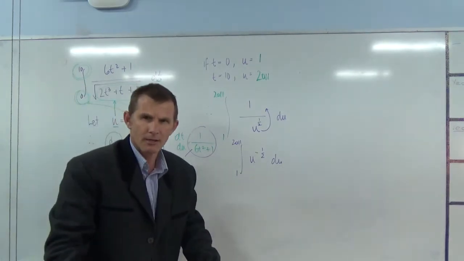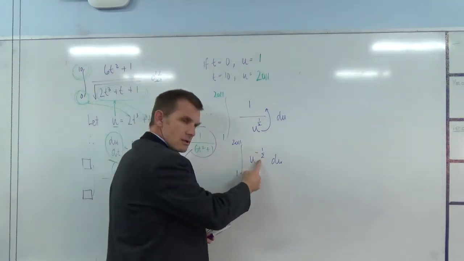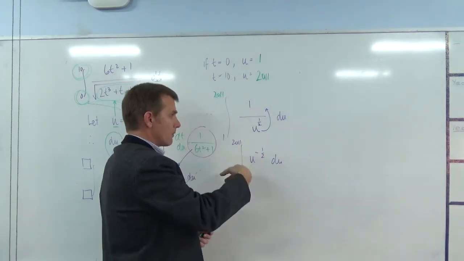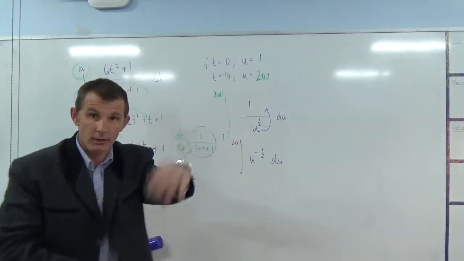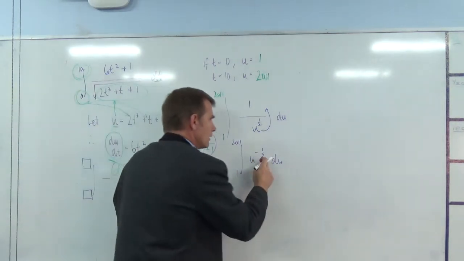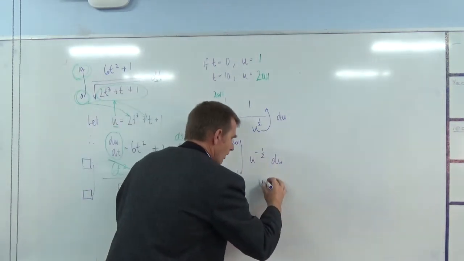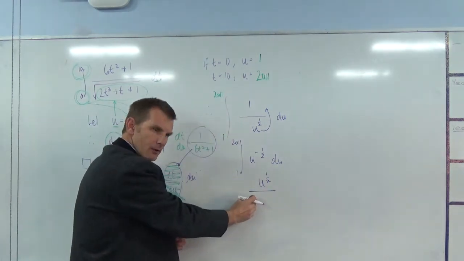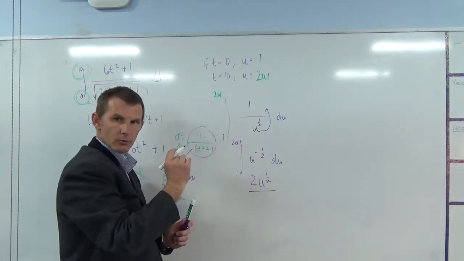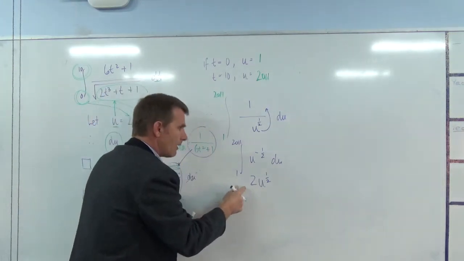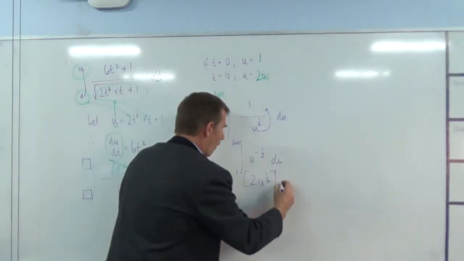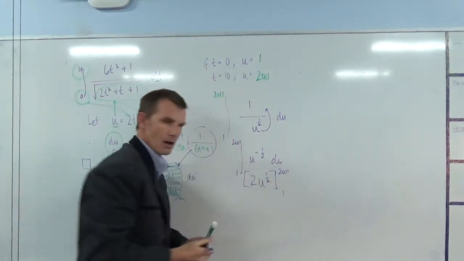Now that's not so bad to integrate because raise the power by 1, divide by the new power, and divide by the derivative. Oh, actually, no, I don't even need that part. What do we need to do? Raise the power by 1. Divide by the new power. Well, dividing by a half is the same as multiplying by 2, isn't it? So I don't need to worry about that. And then because I've now done my integration, square brackets, 1, 2011.